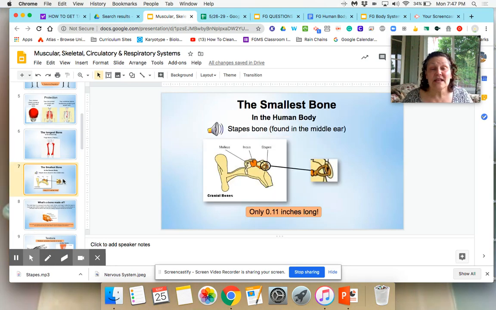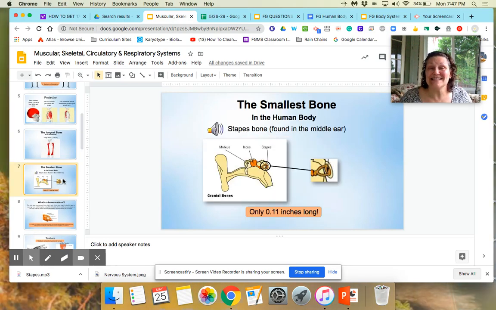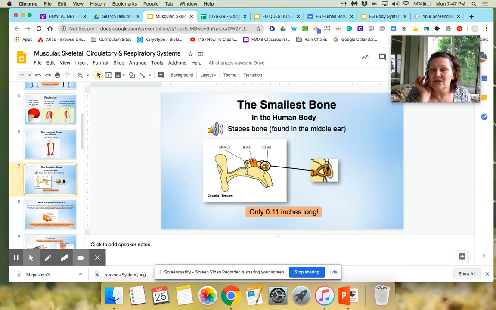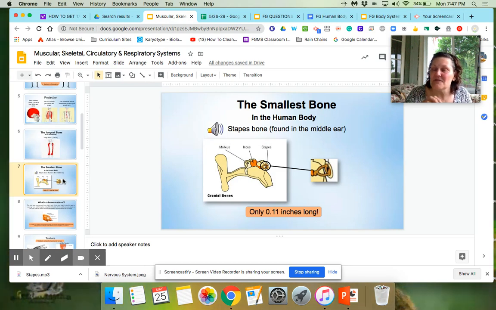Now, that's one. The smallest bone in the body is something called a stapes. And so a stapes is a little tiny, very fragile bone that's in the inner ear, that's in the middle ear. And so that's the smallest bone, and femur is the largest bone. Remember, 206 as an adult.